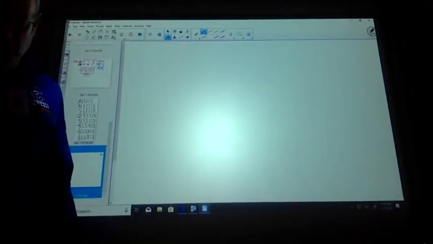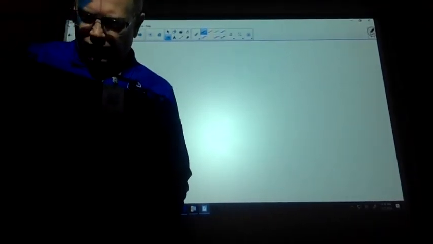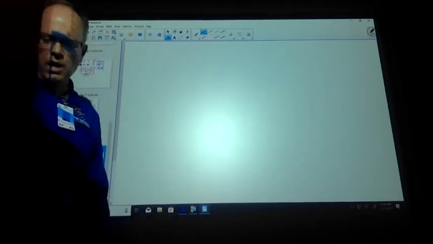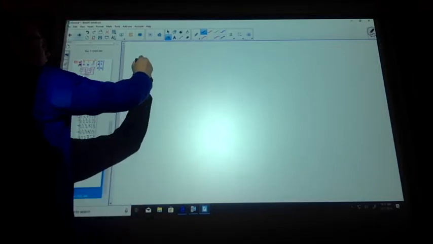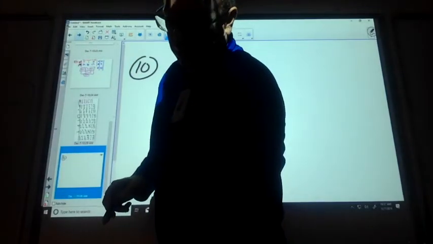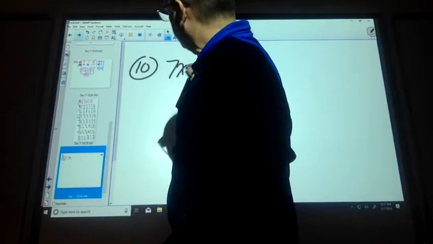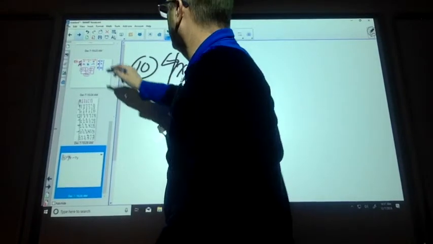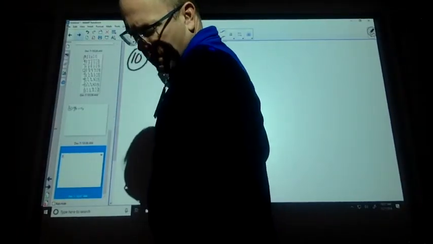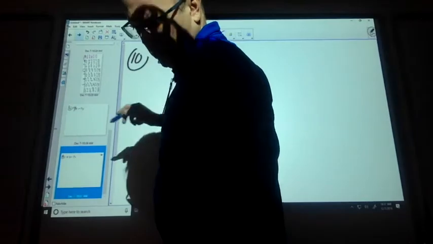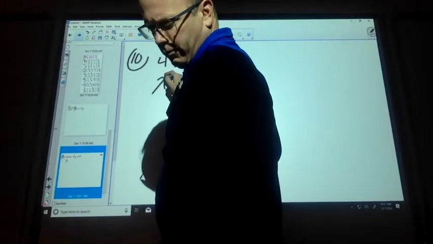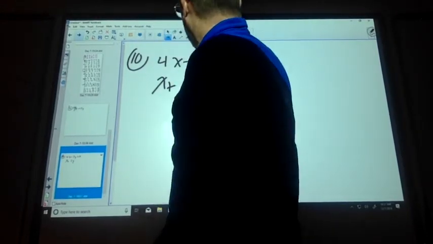The only thing I wanted to tell you about, and you're able to do it, is on worksheet 7C, it asks you to use Cramer's rule. And I'm not teaching you Cramer's rule. So number 10's question looks like this: 4x minus 7y equals 19. x plus 2y equals 1.